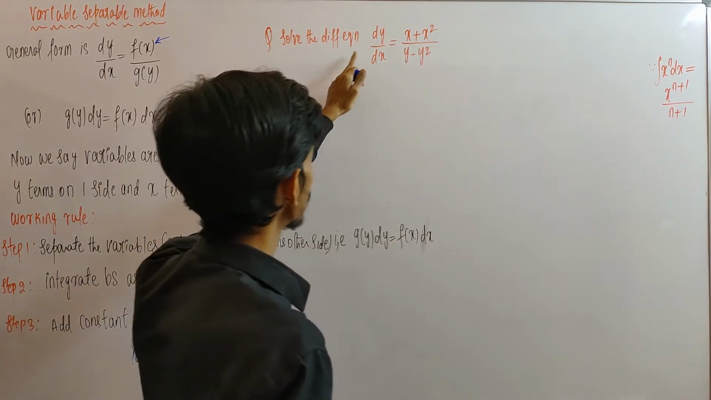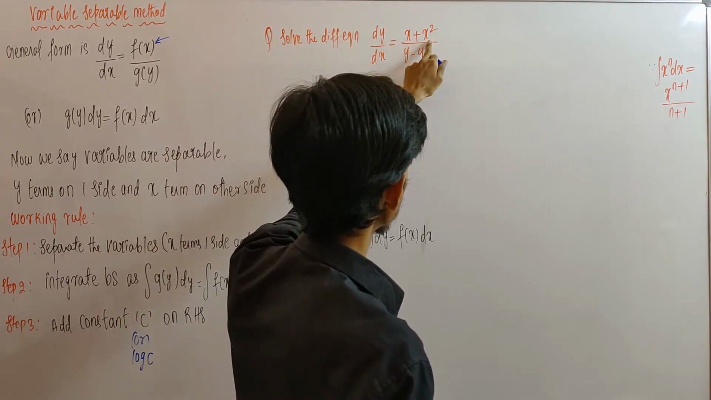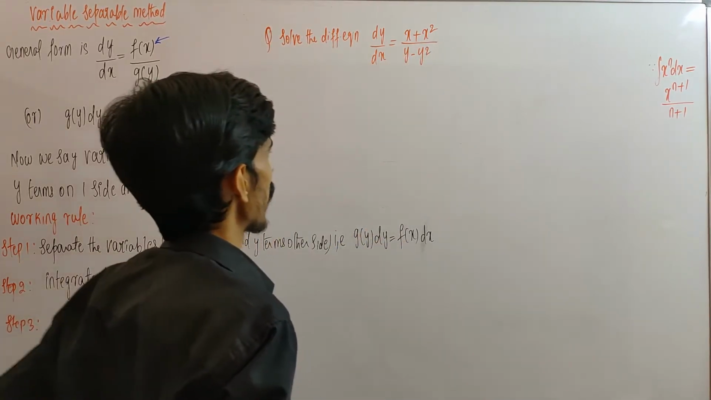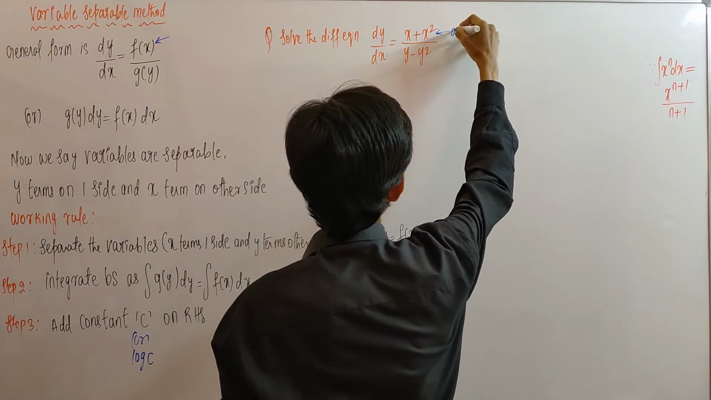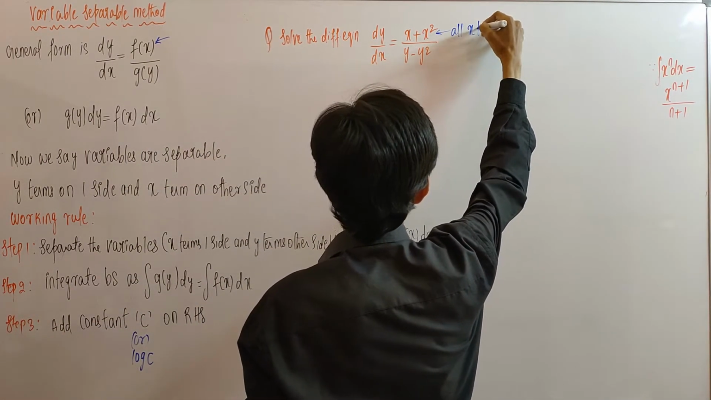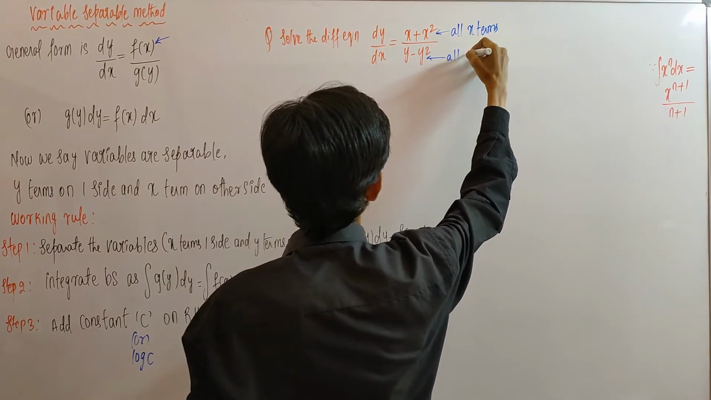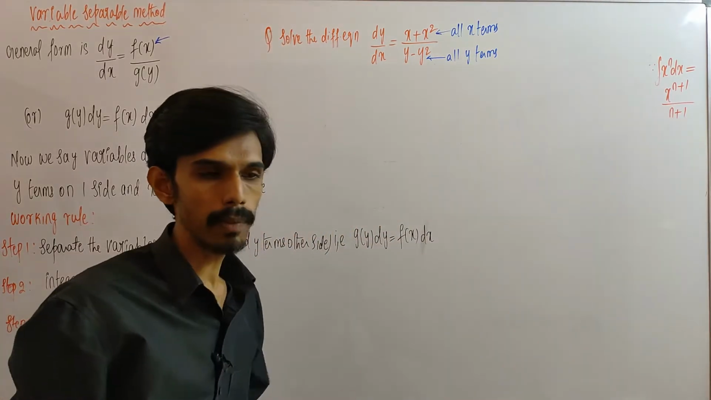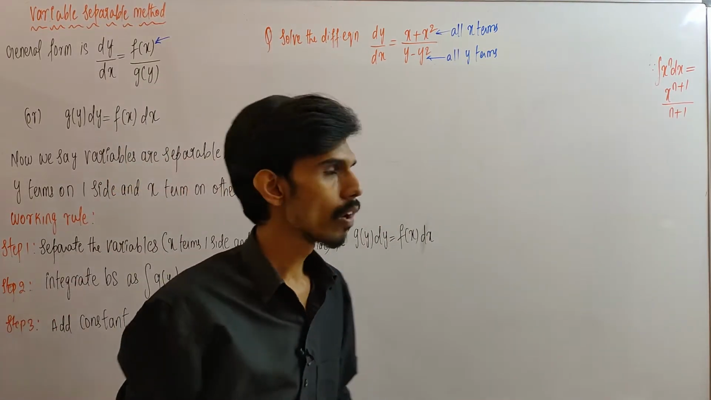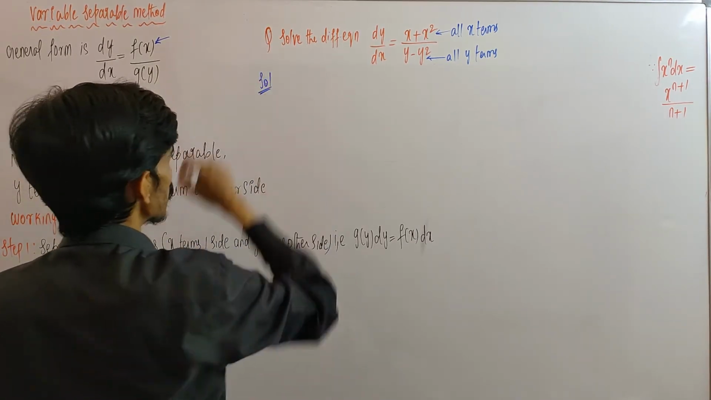Solve the differential equation dy by dx is equal to x plus x square upon y minus y square. Now here we have all x terms together, all y terms together. This can be solved by the variable separable form. Let us see the solution.